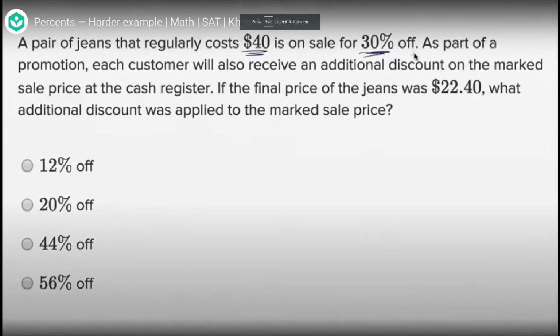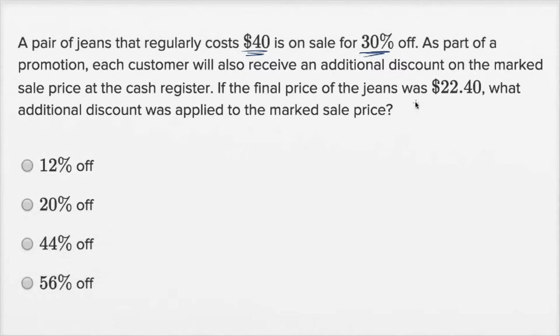A pair of jeans that regularly cost $40 is on sale for 30% off. As part of a promotion, each customer will also receive an additional discount on the marked sale price at the cash register. If the final price of the jeans was $22.40, what additional discount was applied to the marked sale price? All right, this is interesting and useful because we need to know what we're going to pay for our jeans.